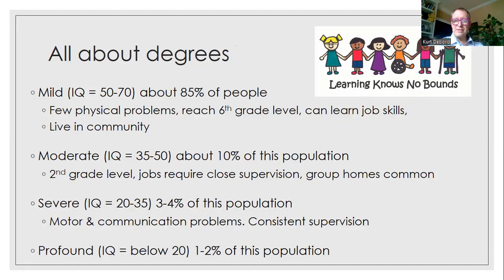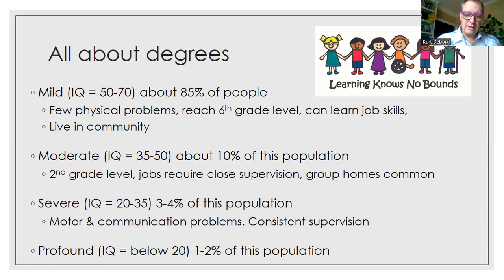They can usually read at about the 6th grade level of reading and math, can learn job skills, and now most frequently, folks diagnosed with mild ID live in a community, live at home with family members or in a group home, or they're active and have full lives.